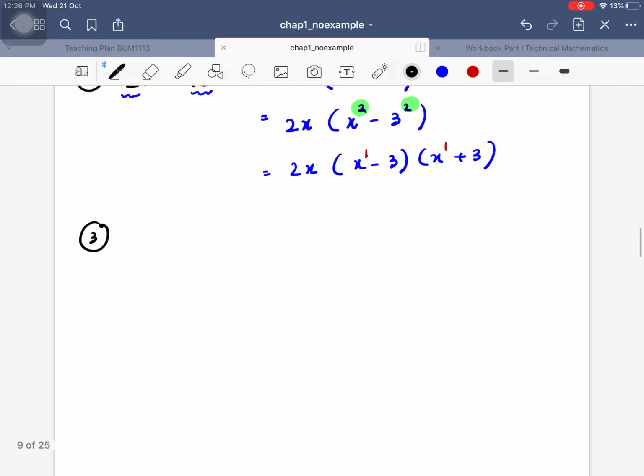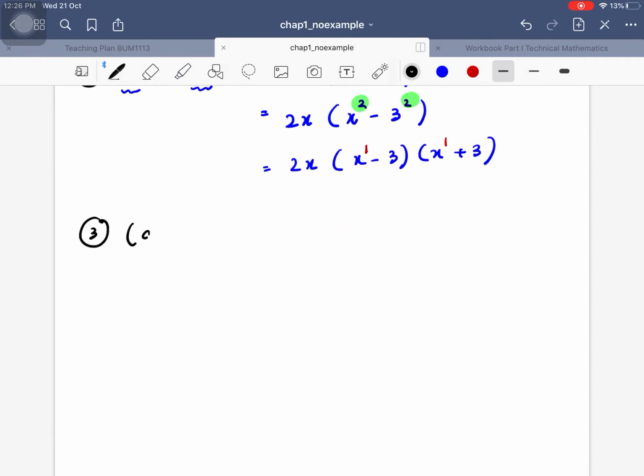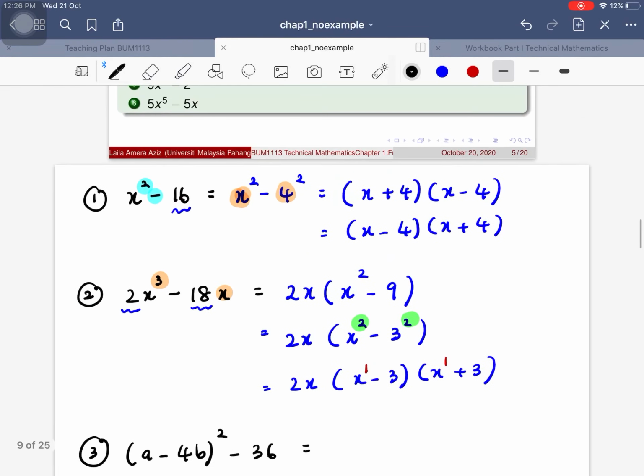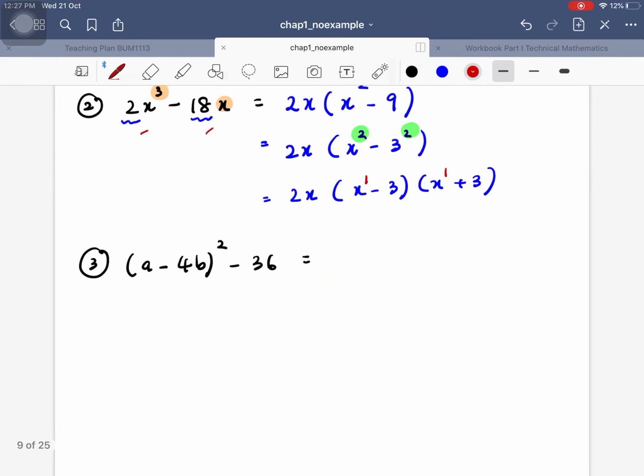Okay, example number 3. I have it in the form of a minus 4b squared, so minus 36. That is how the function looks. Do not get intimidated by the fact that we have more terms than we usually have. For the previous two, we only had 2 terms, but for this one, I have 3. But the thing is that these two come together and they are already a square. So I don't have to do anything about them.